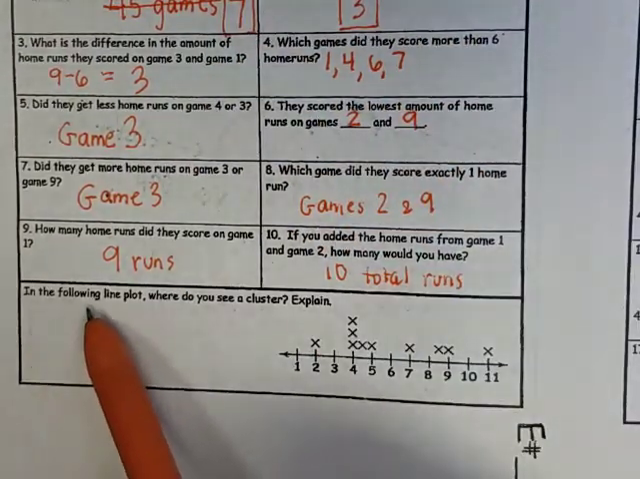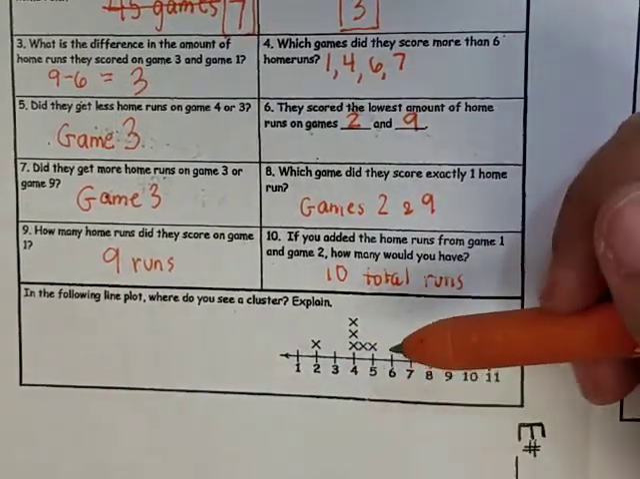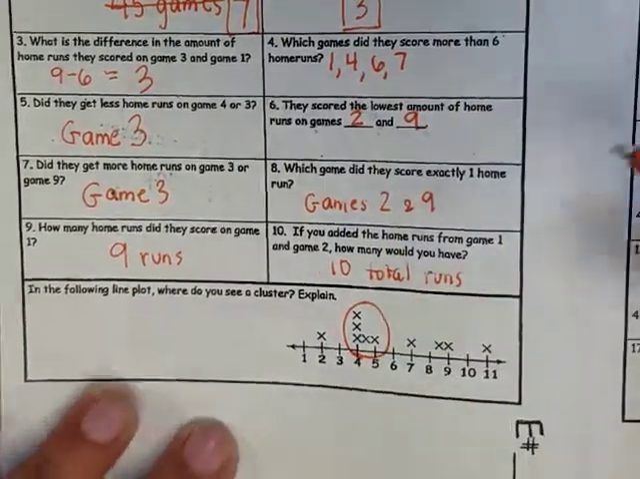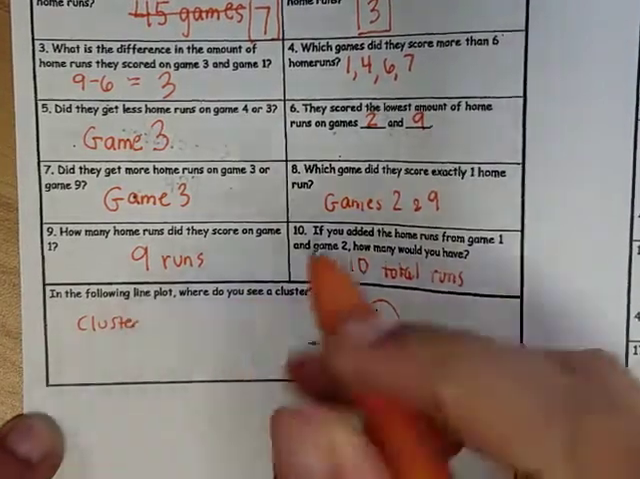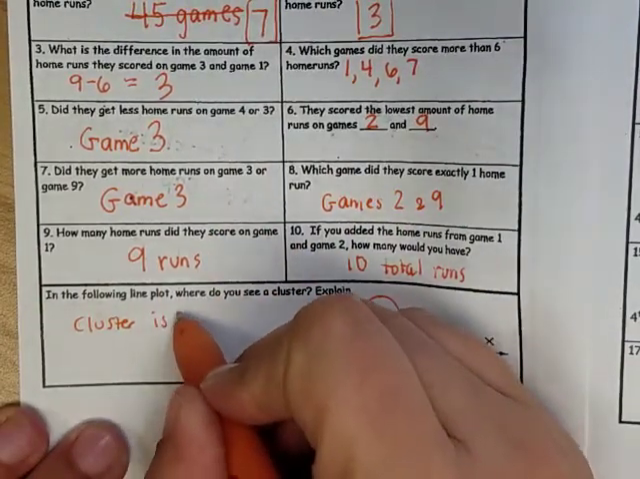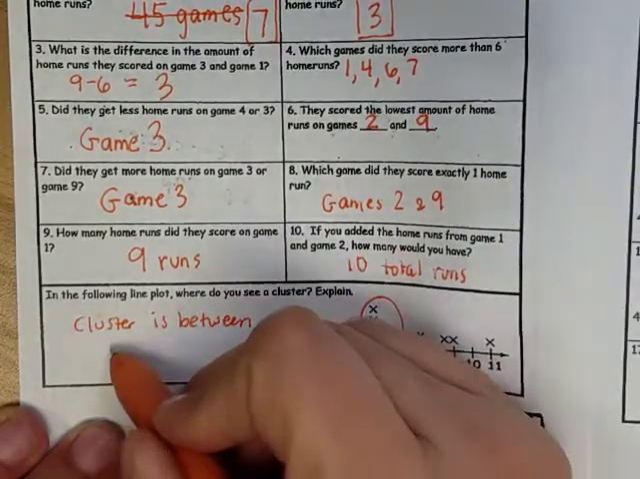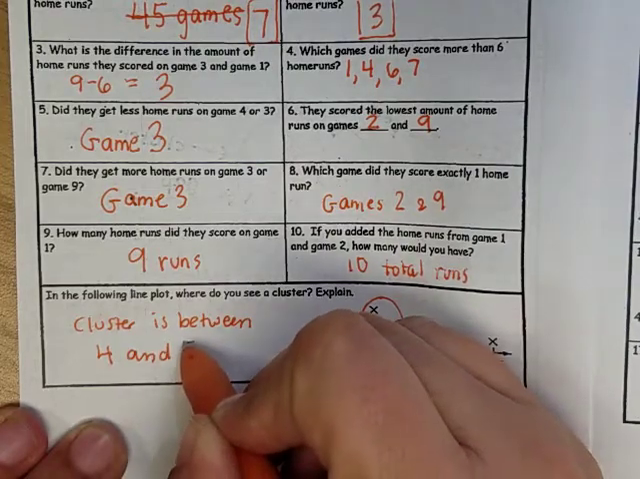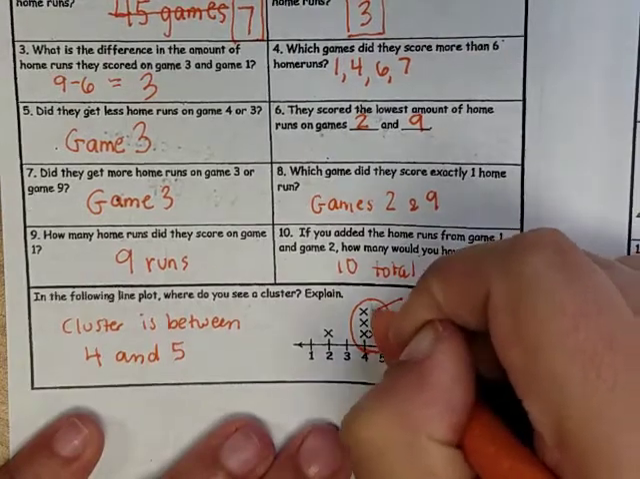All right, in the following line plot, where do you see a cluster? So remember, a cluster is where a grouping is happening. So right here. So the cluster is between 4 and 5. And then the peak would be right here at 4.